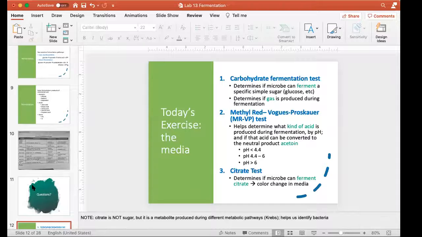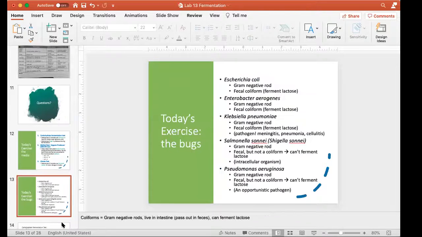And again, whether or not a microbe can ferment citrate tells us a certain characteristic about an organism. So depending on the results of a citrate test, we have data that we can use to identify an organism. Some of them can ferment it, some of them can't. But it is interesting that it's not a carbohydrate. It can be fermented though. So it's a different kind of test.